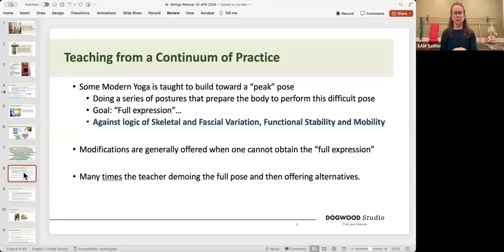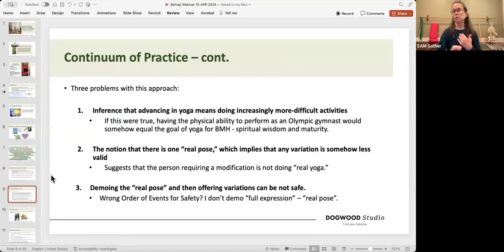And modifications were given for those that couldn't get to those upper levels for full expression. So again, most teachers would gravitate to teach what they best could do in class and not what they could not perform in demo, like Bird of Paradise or something. You know, really grabbing the leg and the whole thing, maybe touching the nose.